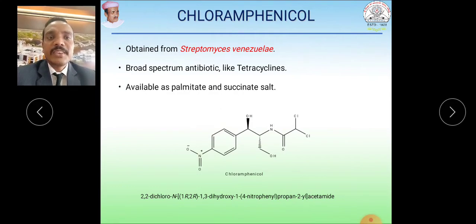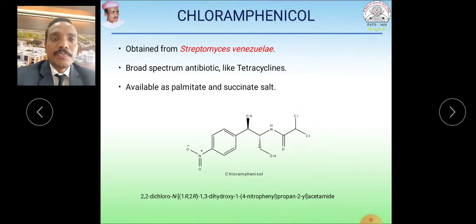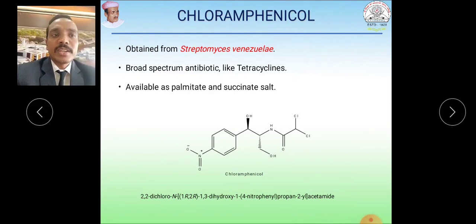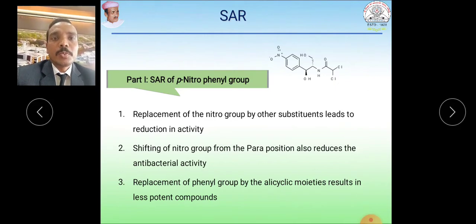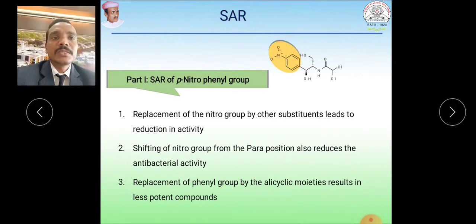It contains three different parts in the structure. This is a para-nitrophenyl. The second part is 1,3-propanediol, and the third part is the dichloroacetamide chain. By these three parts, the SAR of this drug is studied. So part 1, if we see the SAR, is the para-nitrophenyl group. I have shown it here by this yellow circle, this is a nitrophenyl group.